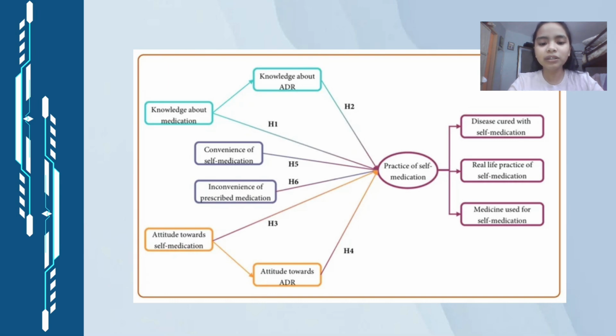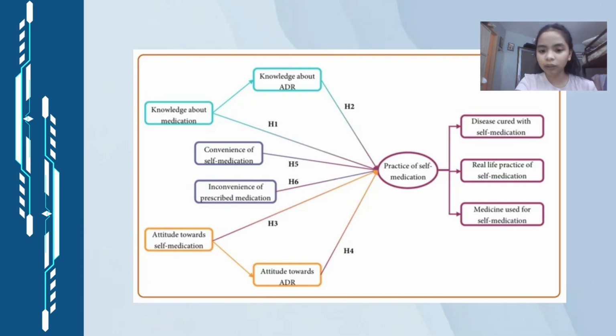In this framework, we explain the different factors that influence the practice of self-medication, the reasons why people choose to medicate themselves instead of consulting a doctor. At the center, we have the practice of self-medication. This is the dependent variable in the study. This is the main behavior or the outcome that the study wants to understand.